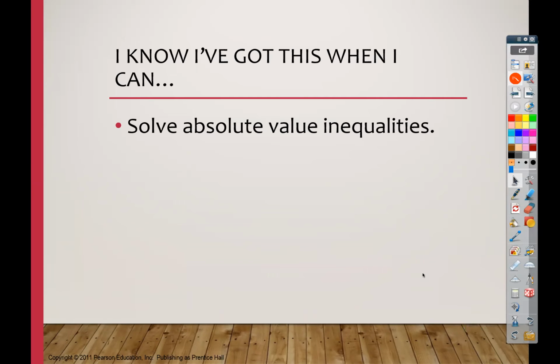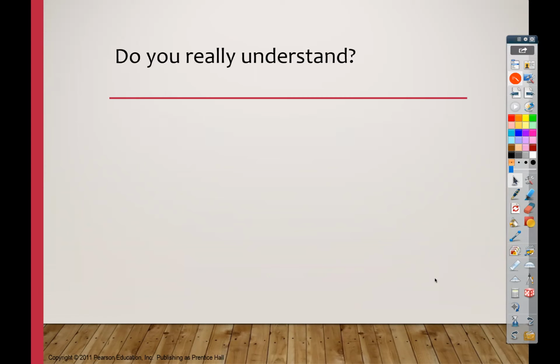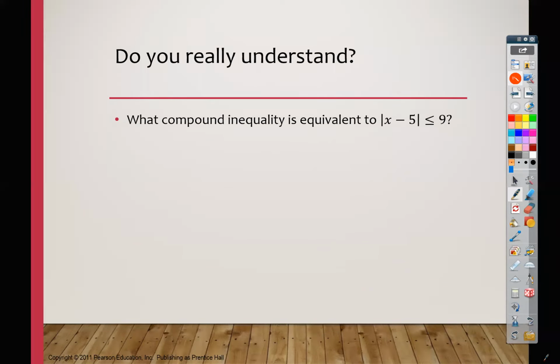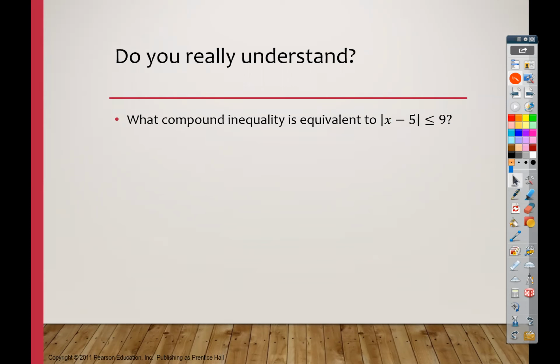Okay, I know I've got this when I can solve absolute value inequalities, but do you really understand? What compound inequality is equivalent to the absolute value of x minus 5 is less than 9? Well, let's work it out. So you would have to say less than 9 and greater than -9, and then work it out, and you would get that.